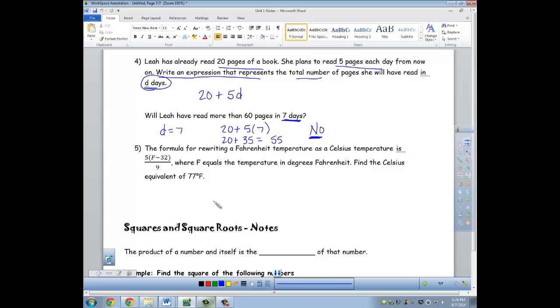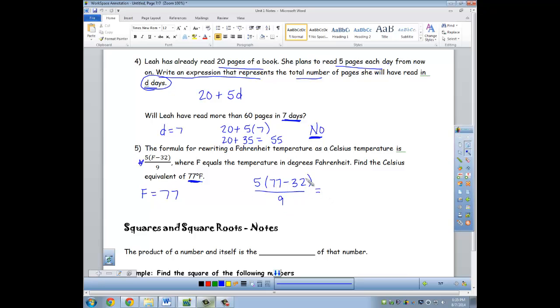Our last problem says the formula for rewriting a Fahrenheit temperature as a Celsius temperature is 5 times F minus 32 divided by 9, where F equals the temperature in degrees Fahrenheit. Find the Celsius equivalent of 77 degrees Fahrenheit. So this 77 degrees Fahrenheit tells me what my F is going to be. F equals 77. And that's all I needed to solve this problem. So we have 5 times, replace F with 77, minus 32, divided by 9.